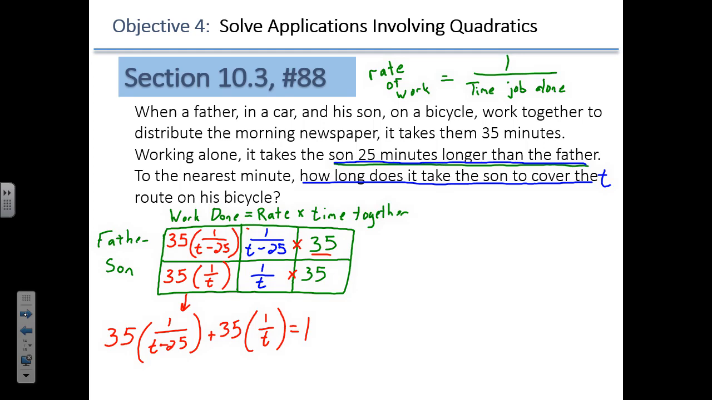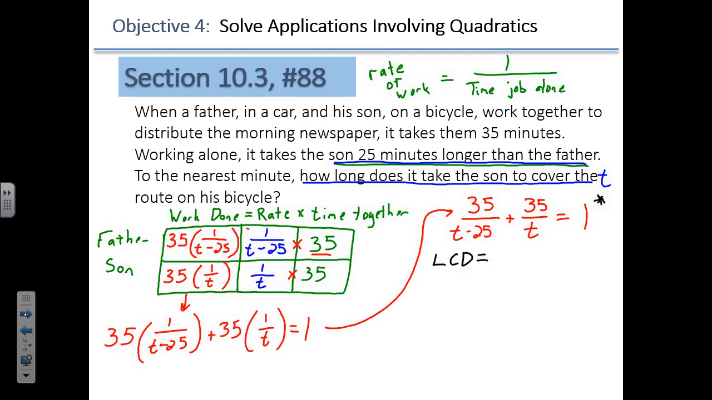Now, we can multiply in those 35s to make this equation a little bit easier to work with, and that becomes 35/(t minus 25) plus 35/t equals 1. Now this gives us a rational equation. There's a lot of skills that we've done in this class all wrapped up into one problem. How do we solve this rational equation? Well, remember, we multiply by the LCD, and our LCD here is t times (t minus 25).